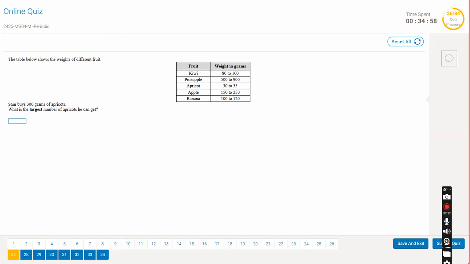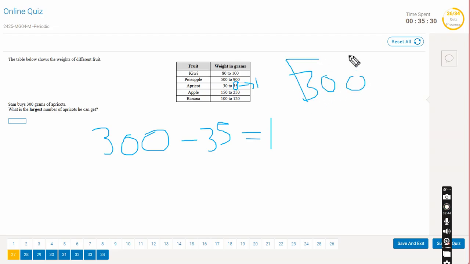Okay, now Sam buys 300 grams of apricots. What is the largest number of apricots he can get? So now they're telling us that 300 grams, right? Now, the previous one we were multiplying because we kept on adding and adding. Now here, the apricots, the largest number is 35. So you'll be subtracting because 300 minus 35 will give you one apricot, right? Because they know that the heavier apricot weighs 35. So when you subtract by 35, you get the answer of one apricot, right? So what can we do directly? We can just divide, because you'll be subtracting over and over again, right?